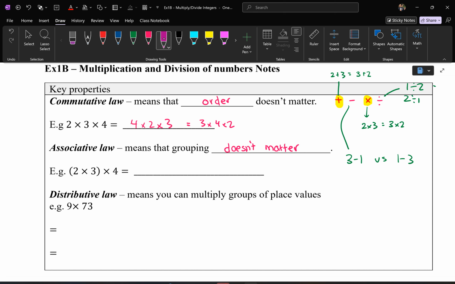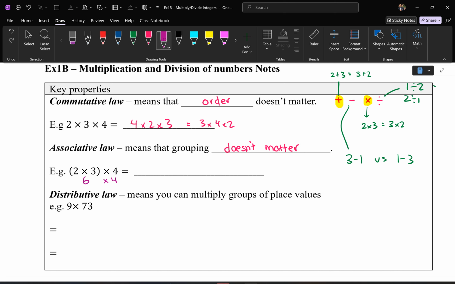Which 2 operations do you think where grouping does not matter? Yes, wait, let me learn. Liam? Yes, that's correct. Addition and multiplication again. And here's the example. You can group, so putting brackets in means you have to do 2 times 3 first, then you times the 4. So this is the order. 2 times 3 is 6, and then 6 times 4 gives you 24.